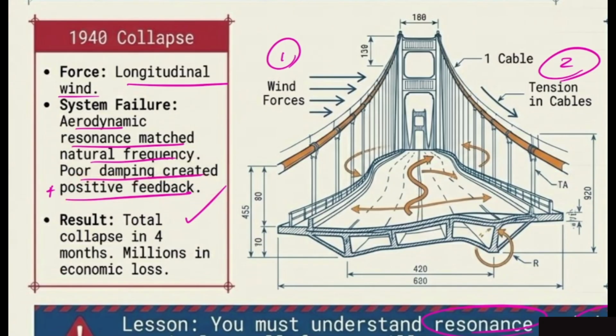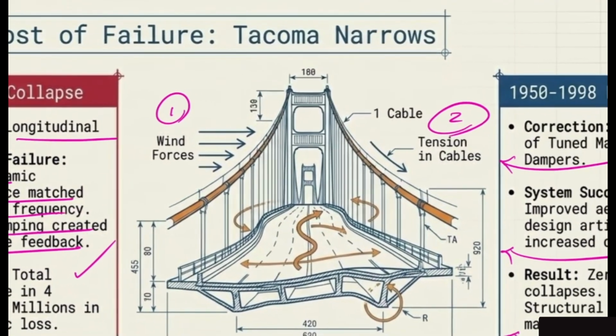It means that rather than just getting rid of some kind of issues or disturbances, you are going to have positive feedback. This positive feedback was increasing and increasing, and after that your bridge collapsed. So the results: total collapse in just 4 months, millions in economic loss. So what did they learn?